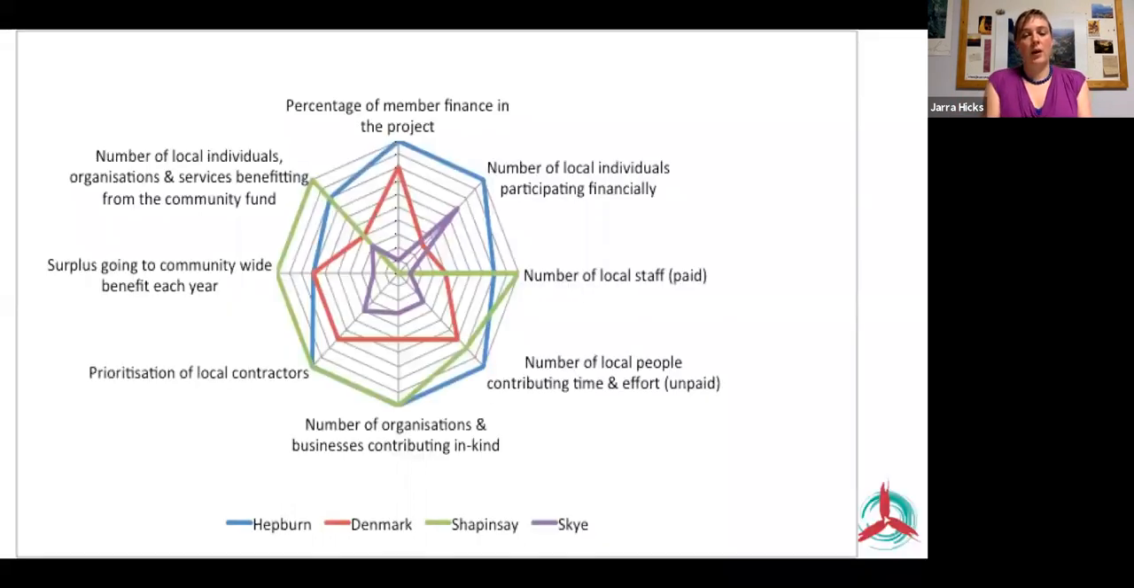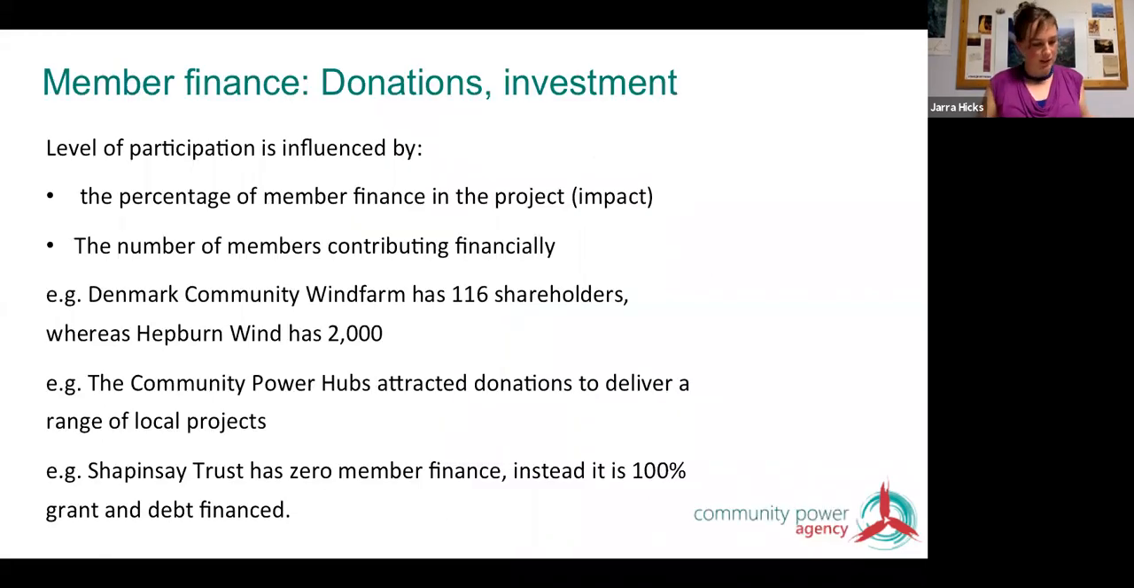So this is the participation footprint diagram again, but it only includes the aspects that relate to the economic arrangements in the project. So I'm going to talk through these aspects in turn now. So we're going to unpick and deconstruct this diagram as we go through. So the first thing that I'll speak to is the member finance.